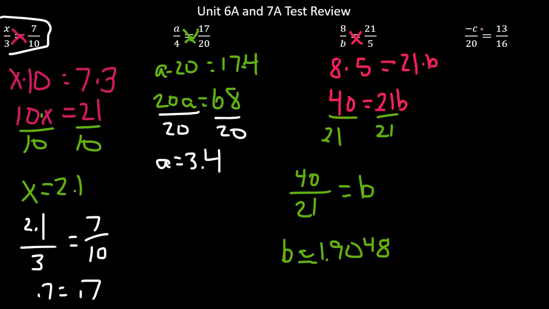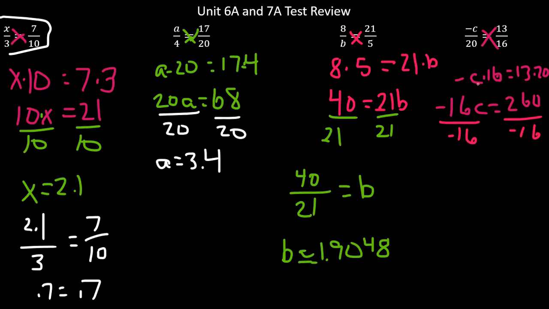And the last one on here, negative c times 16 equals 13 times 20. Barely squeeze that in there. We have negative 16c, and 13 times 20 is 260. Then we're going to divide both sides by negative 16, and that's going to give us c equals negative 16.25. So go ahead and pause it if you need more time on this page.